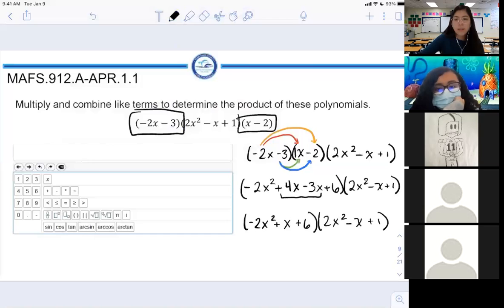Okay, now Tyrone, we're going to do FOIL, but like a bigger FOIL. So instead of having 2 binomials, I have 2 trinomials. So I need to multiply everything times everything. So what does that mean? First, I'm going to multiply the negative 2x squared with everything that's on the other trinomial. So I start with negative 2x squared times 2x squared. What do I get?